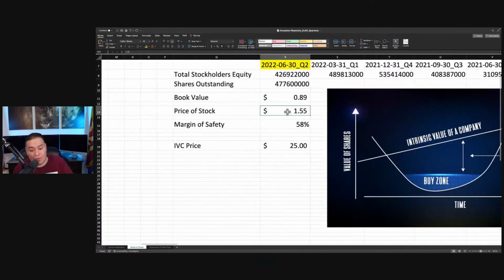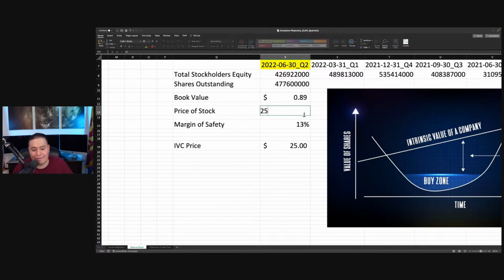So now let's assume the price goes up to $7. What is going to be my margin of safety? Is it going to be higher or lower? It should be lower. My margin of safety just dropped lower to 13%.